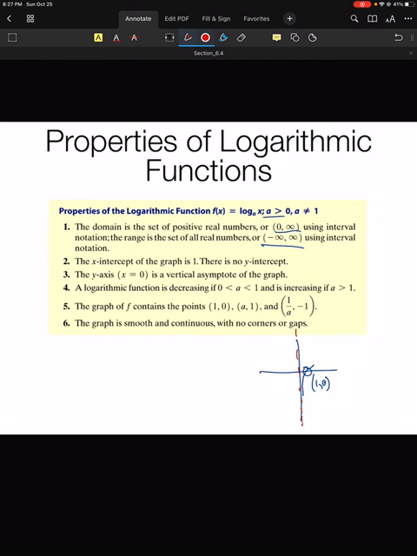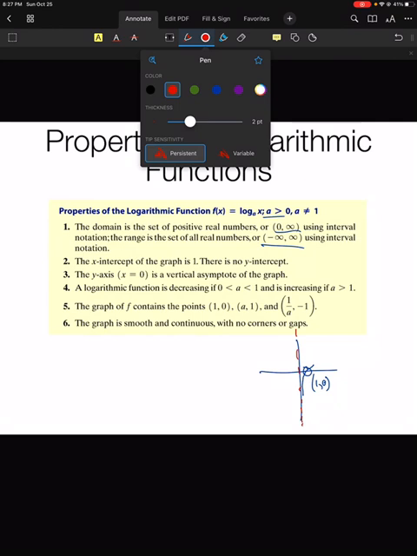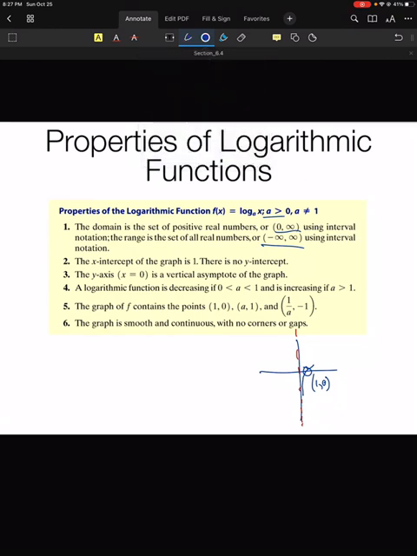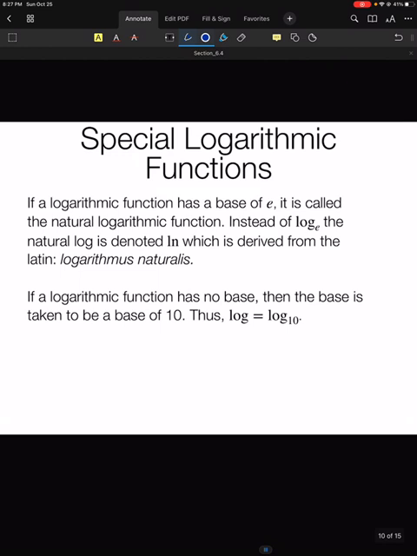Okay, a logarithmic function is decreasing if a is between 0 and 1, and then increasing if a is greater than 1. Again, usually we're only going to work with cases where a is greater than 1, so we don't really need to worry about that first case. Okay, the graph contains the points blah, blah, and blah. Again, that's just like for exponential functions. And the graph is smooth and continuous with no corners or gaps. All right, great. So those are properties. Let's use those, again, to graph these functions.